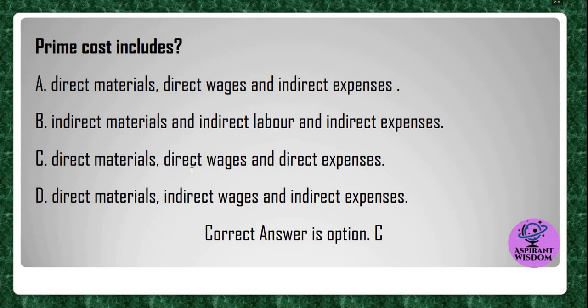Prime cost includes A. Direct materials, direct wages, and indirect expenses, B. Indirect materials and indirect labor and indirect expenses, C. Direct materials, direct wages, and direct expenses, D. Direct materials, indirect wages, and indirect expenses. Correct answer is option C.